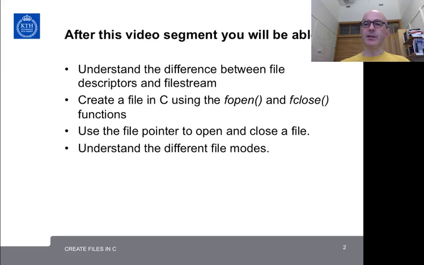First, we will understand the difference between file descriptors and file streams. Second, we will use file stream functions like fopen and fclose to open and close files. Third, we will learn about the file pointer, that is the main object we need to carry out I/O operations in C. Fourth, we will understand the difference between different file modes.